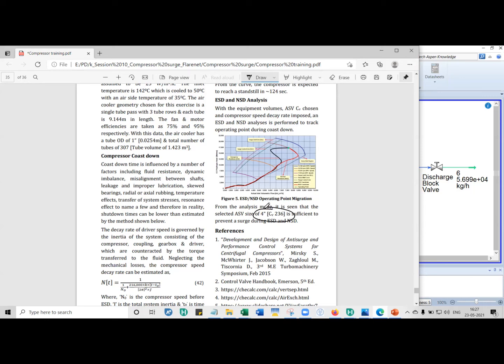In case you find a manufacturer who can do it for, let's say, 200 also, what will happen is that this curve will go like this, and instead of moving up to the choke flow line, it will move much closer. You're still well within the operating envelope. Anyway, I'll run the simulation and I'll show it to you.